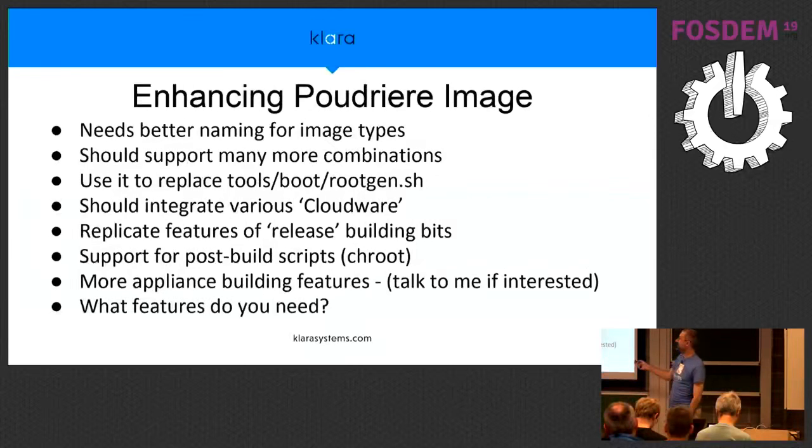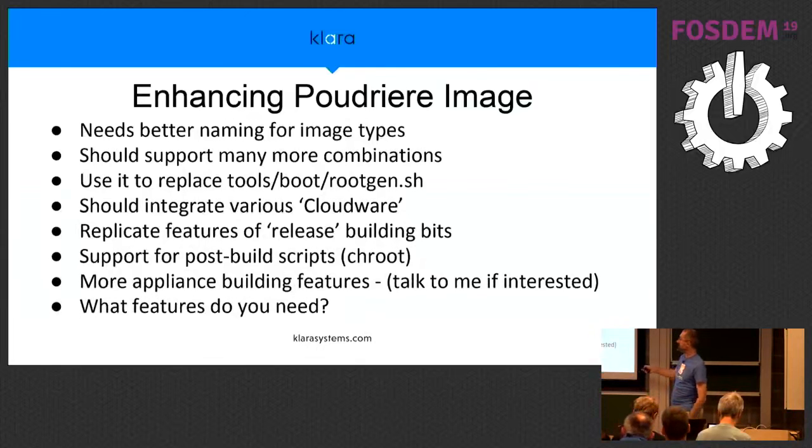Some of the enhancements I'd like to look at, like I said, are changing the naming of the image types so that it's more obvious what each one does, and maybe just spelling those out better in the man page. And adding a lot more combinations, although maybe we want to actually limit the number of combinations so that it's more obvious which one you probably want to use.